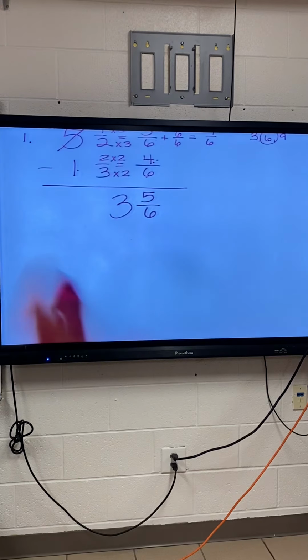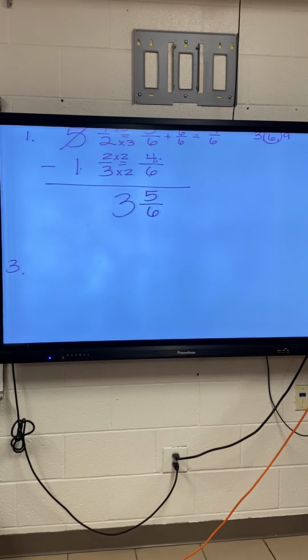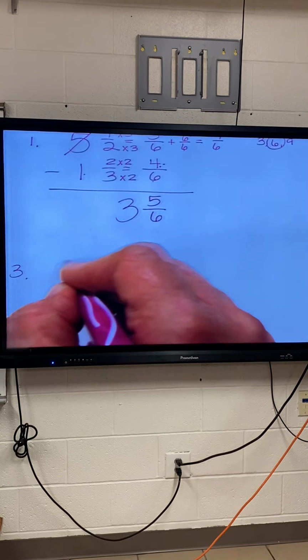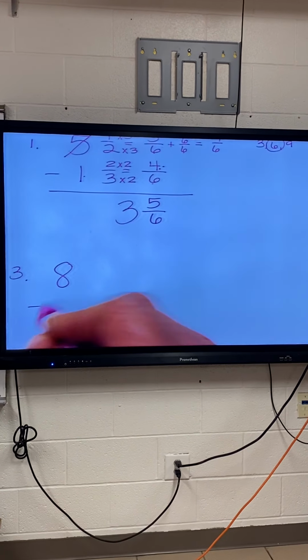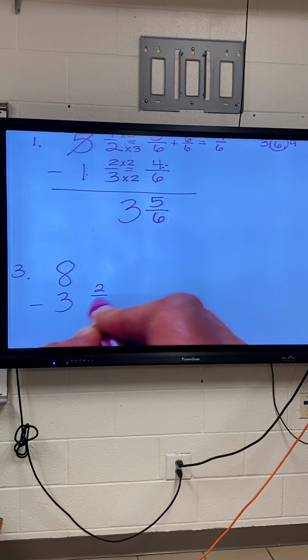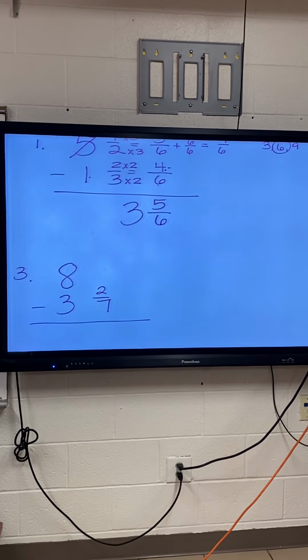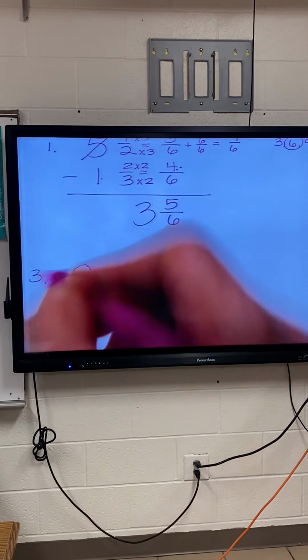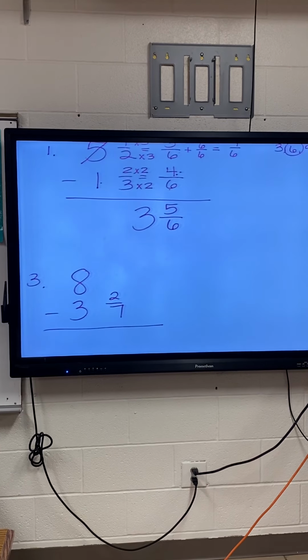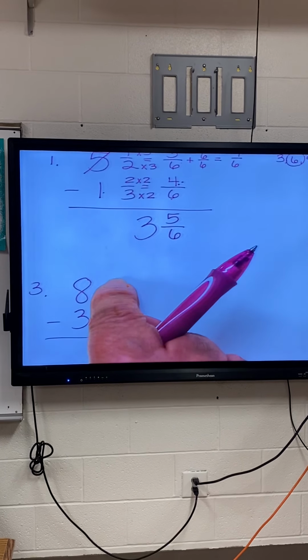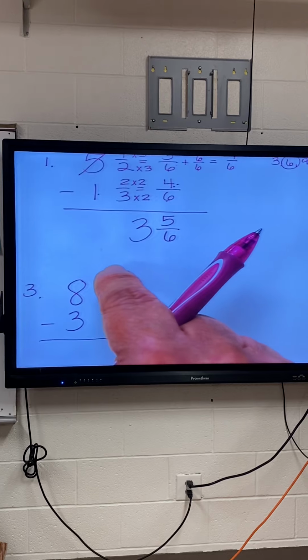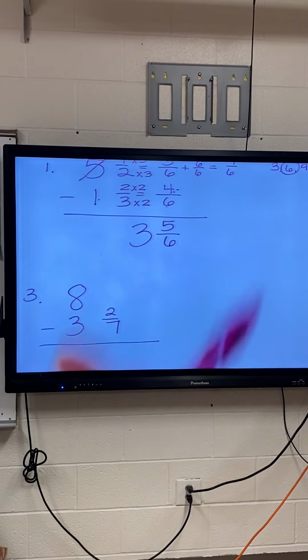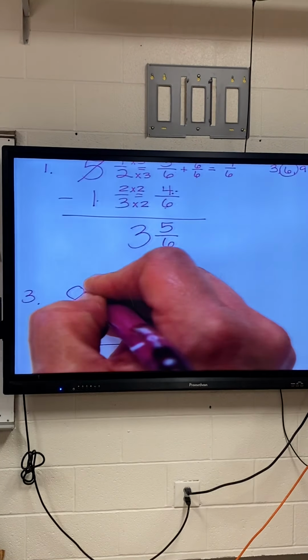The next problem I'm going to do with you is problem number 3. And we have 8 without a fraction minus 3 2/7. Well, I can't just say, oh, let me put 2 7s here and 8 minus 3 is 5. No. I need to have a fraction. This is like 0. Can I do 0 minus 2? No, I cannot. So I'm going to come to the 8.